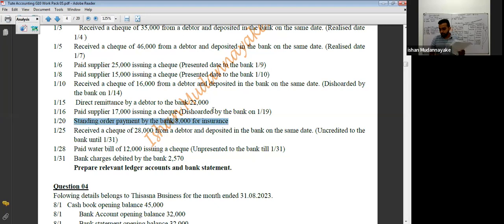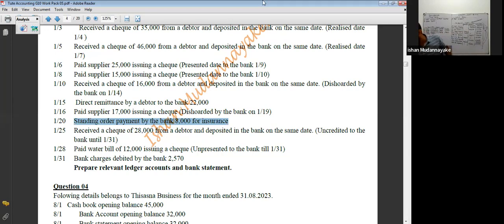Here on 20th January, the standing order payment by the bank, 8,000 for insurance. Let's say for Selico insurance company, we have ordered our Sampath Bank to pay 8,000 to Selico insurance company each month on 20th. An order to the bank. Then based on that order, Sampath Bank pays 8,000 to Selico insurance company each month on 20th.